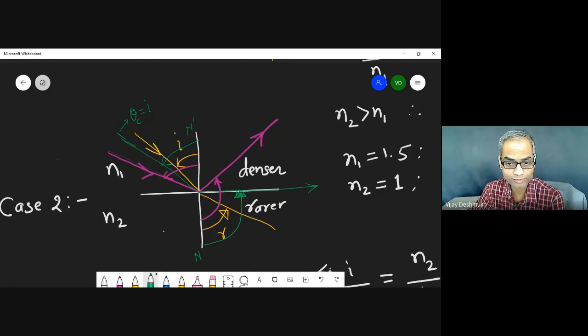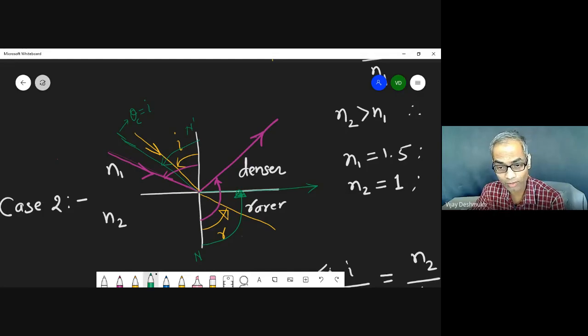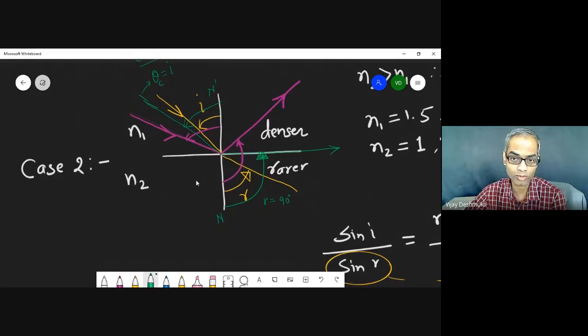Are you getting this point? Therefore, whenever the angle of refraction is 90 degree, the angle of incidence is called as critical angle. Remember. So critical angle is the angle when angle of refraction is 90 degree. So above critical angle, we get the total internal reflection.